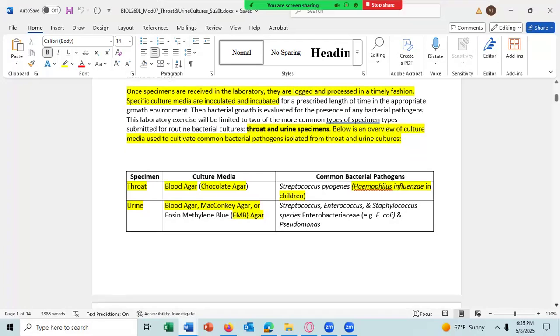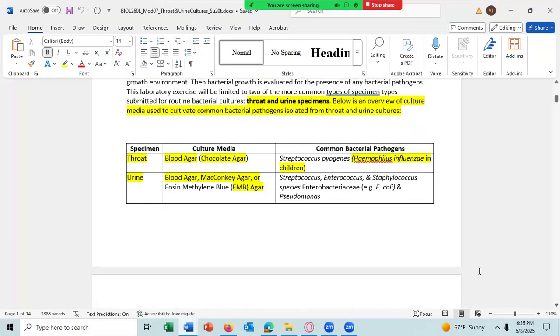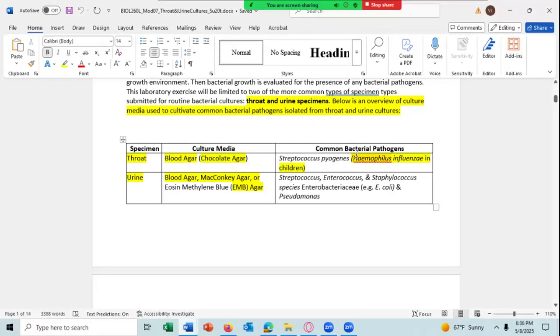For the throat, there's really only two media you need to know, and that's blood agar and chocolate agar. Streptococcus pyogenes is the most common bacterial pathogen isolated from the throat. However, in infants and young children, Haemophilus influenzae can also be isolated, and Haemophilus influenzae cannot grow on blood agar, so we also use chocolate agar, especially when you're taking a throat culture from an infant or a young child.